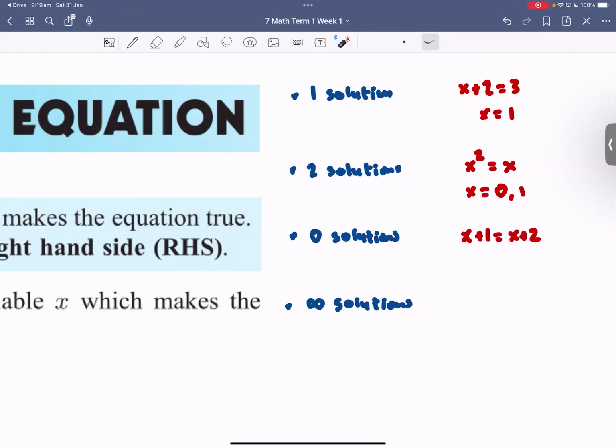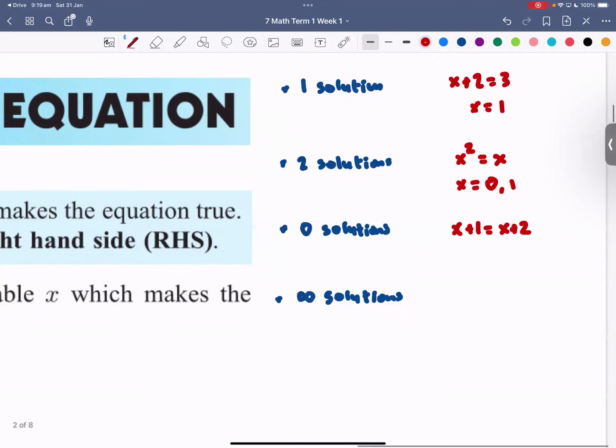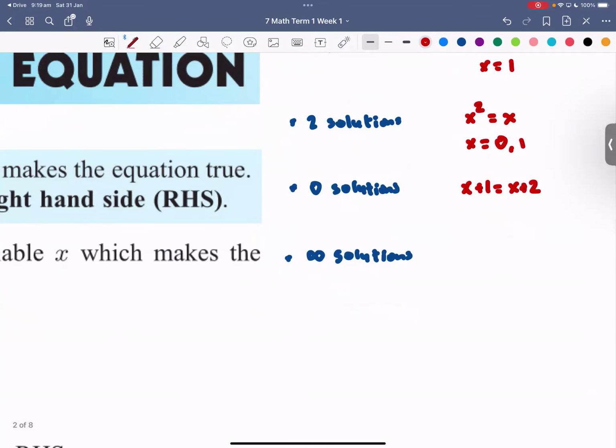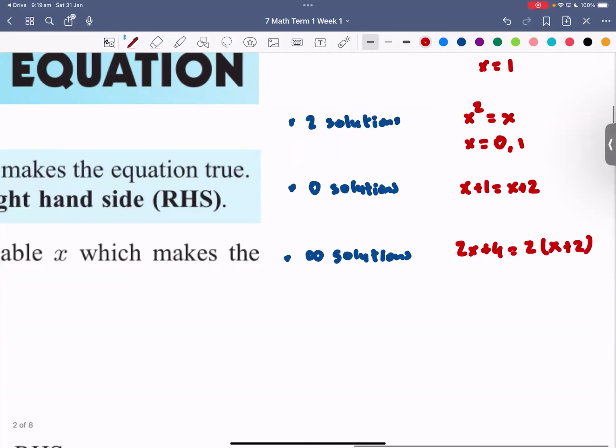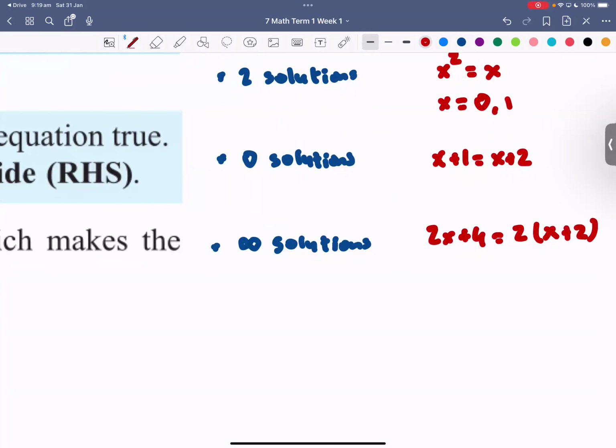All right. And let's give you a scenario where there are infinite solutions. Something like this would have infinite solutions. How about 2x plus 4 is 2 bracket x plus 2. This thing here, guys, has infinite solutions.